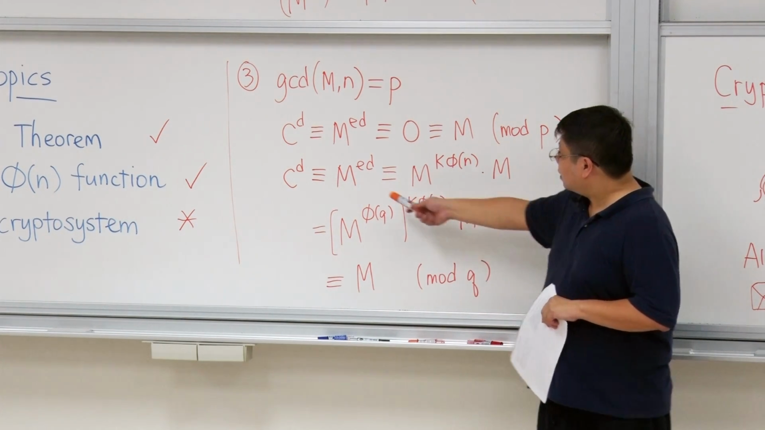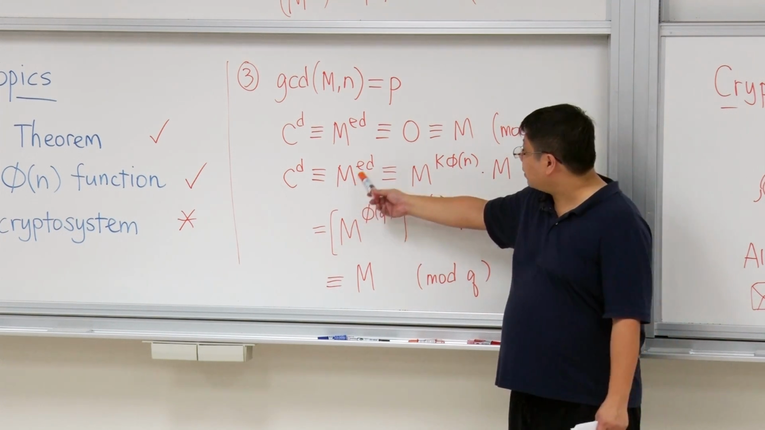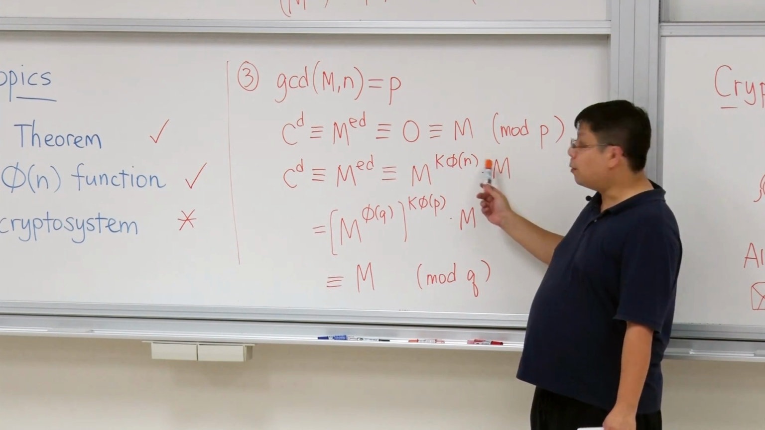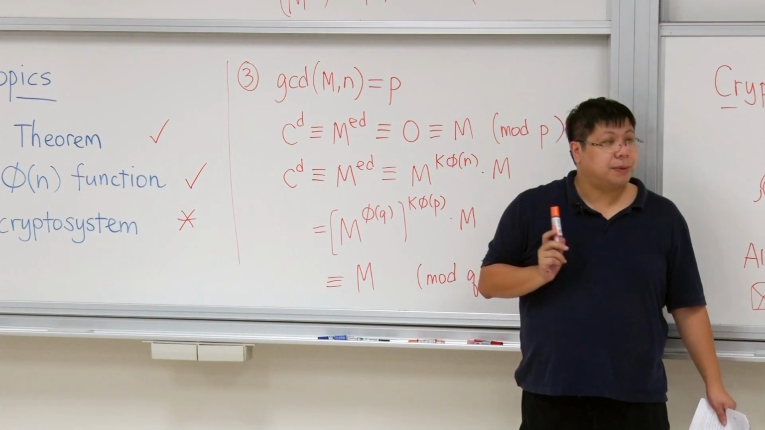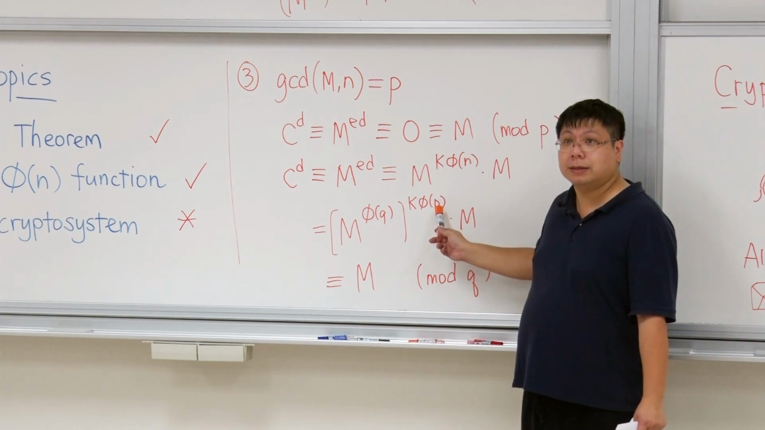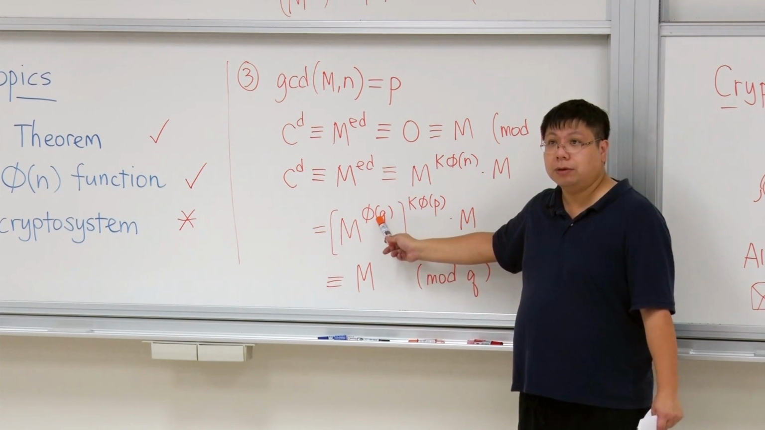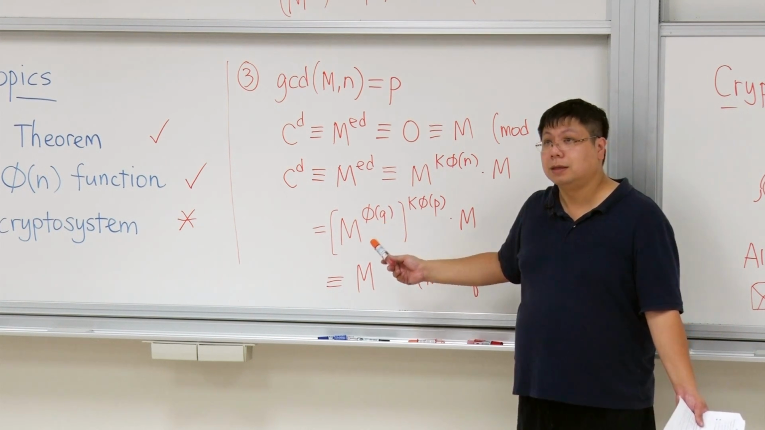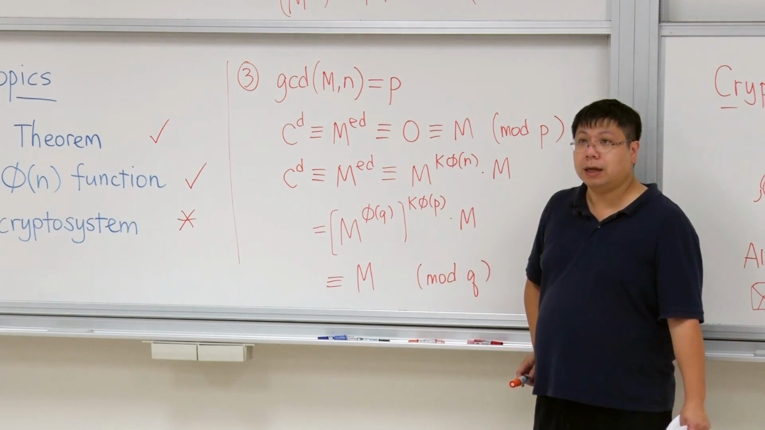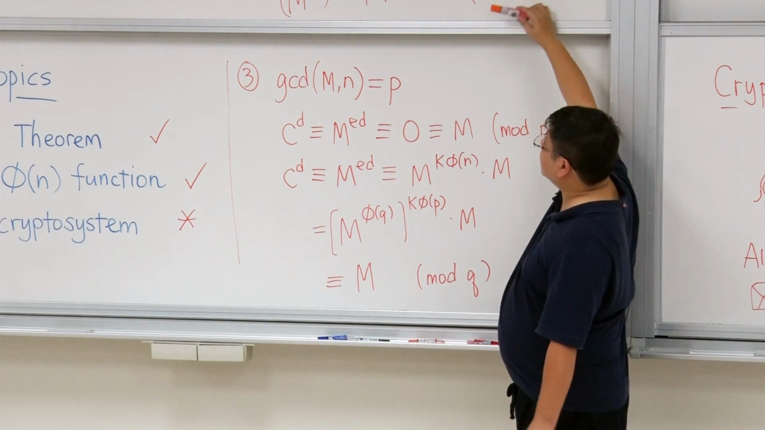The other case, let's take a look at m to the power ed mod q. What will happen? m to the power ed, let's write it down again. It is m to the power k phi n times m, right? And what is phi n? Phi is multiplicative. So this is equal to m to the power phi q k phi p, am I correct, times m. Now when we look at modulo q, m to the power phi q will be 1. So this becomes 1 to the power something, 1 times m.